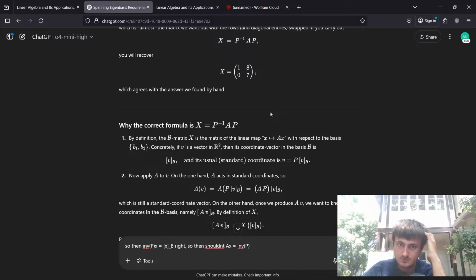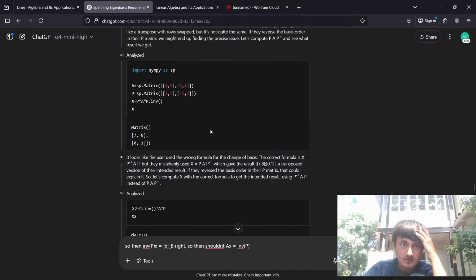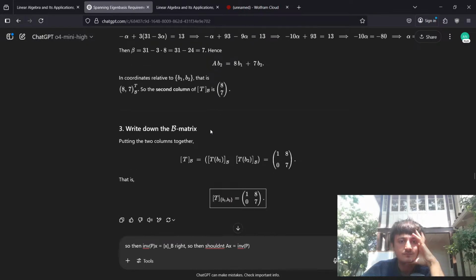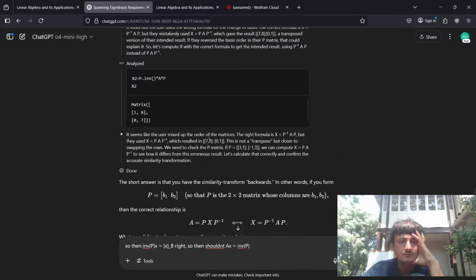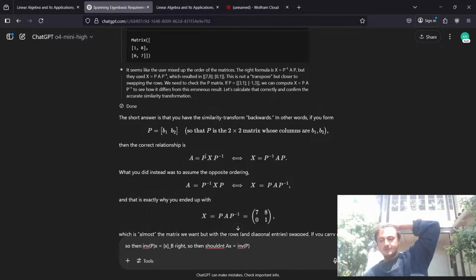Oh, that's x is equal to, no, but A. Hold on. A is equal to P X P inverse. Yes. Okay, that makes sense.